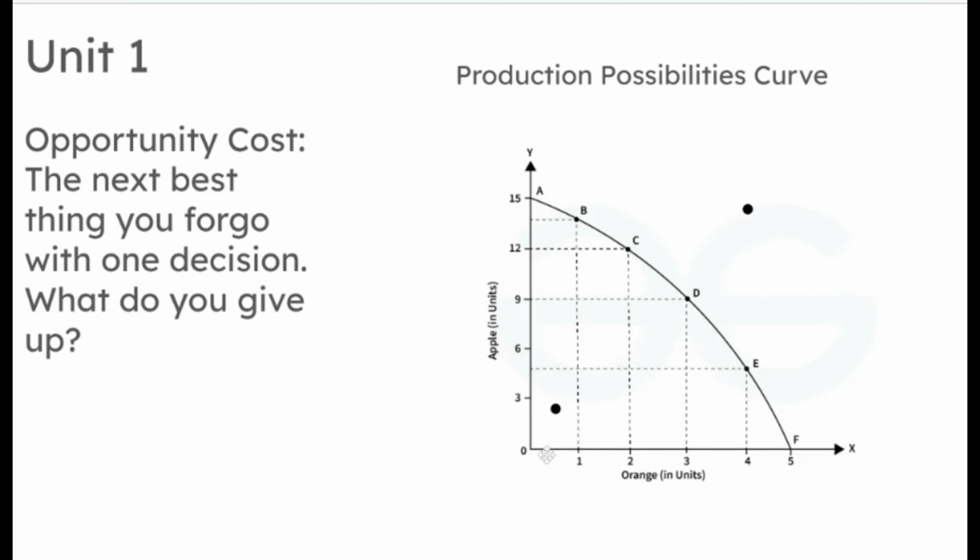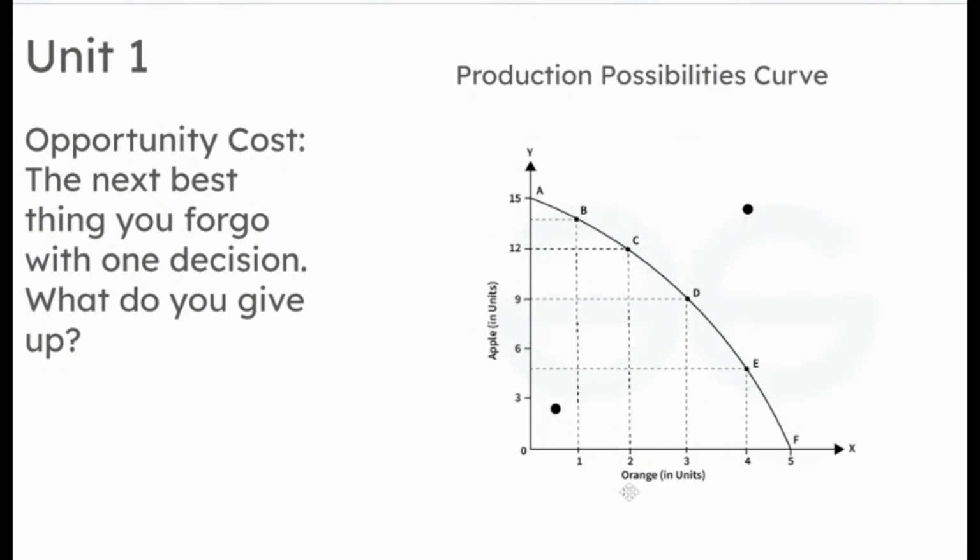So as you go from 1 orange to 2 oranges, so at 1 orange you make 13 apples. At 2 oranges you make 12. So the opportunity cost is 1 apple. The opportunity cost of getting 1 more orange is what you're giving up, and you are giving up 1 apple here.